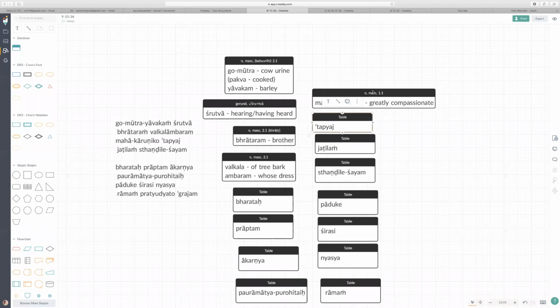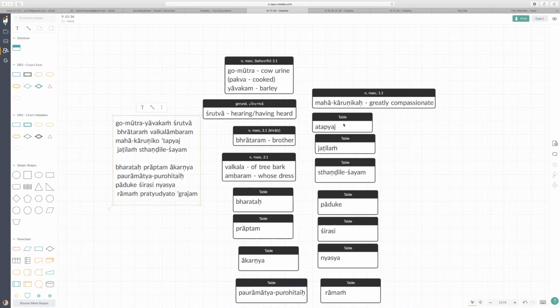Then atapyaj. Karunikaha becomes karuniko, and we see that apostrophe. What does the apostrophe in the transliteration say to us? The Visarga turns into O together with A, and it informs us that the A was deleted. You have the avagraha sign in Devanagari for that.